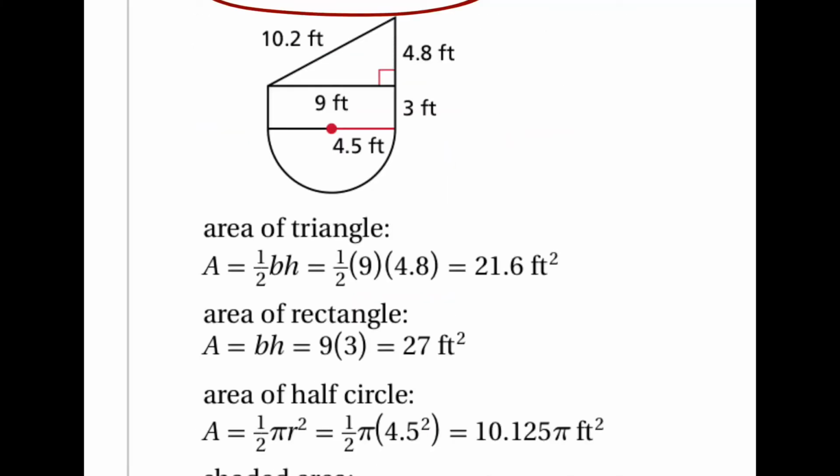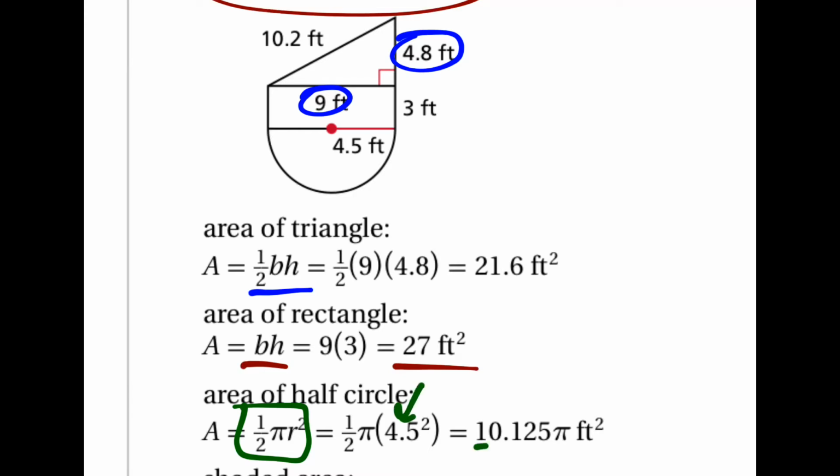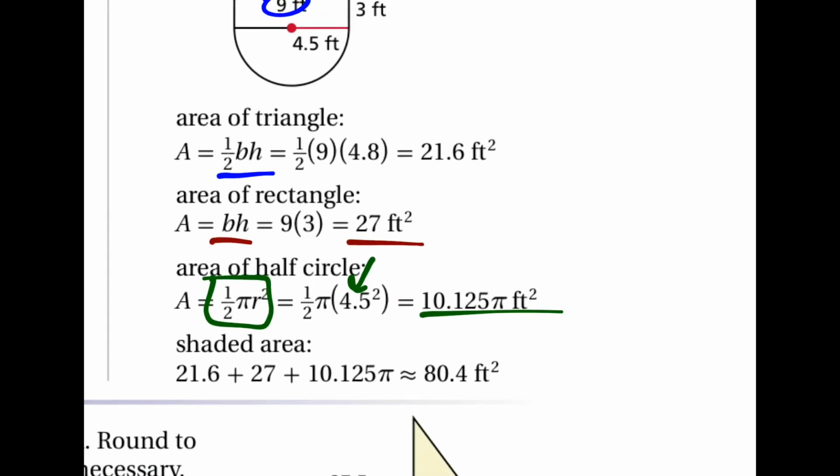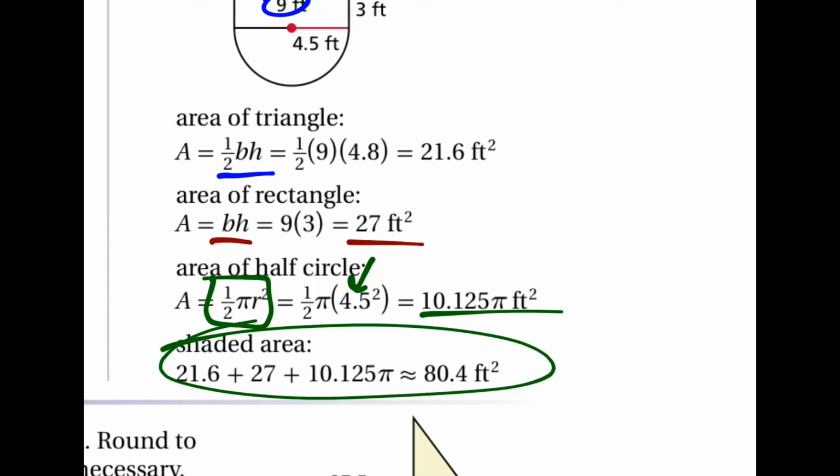So first up, area of a triangle is 1/2 times base times height. So we plug in the 4.8 and the 9 into this formula. Next up for the rectangle, base times height. So we plug in the 9 and the 3 and we get our area. Finally, for the half circle, we're going to use 1/2 times pi r squared. That's the area of an entire circle, and we just cut it in two. So we're going to enter in 4.5 as our radius, and here we have our area. Just add all of those areas together to find your final answer.